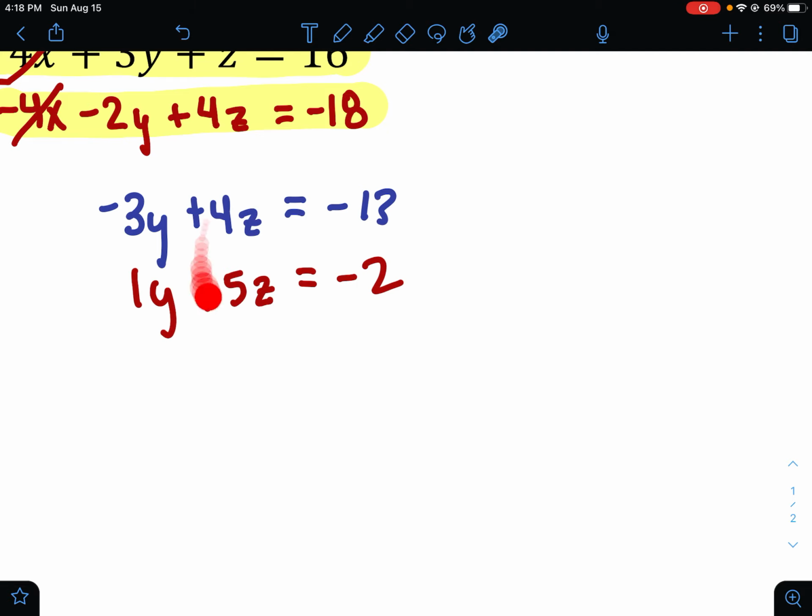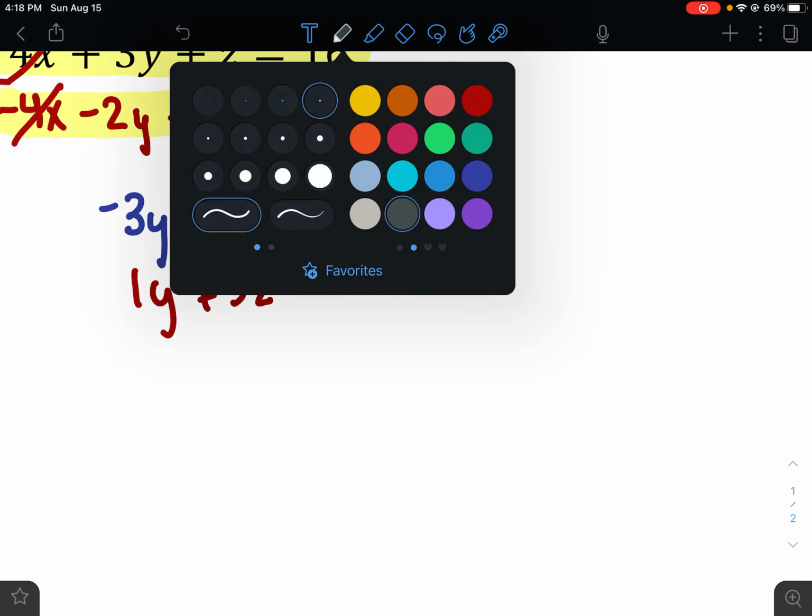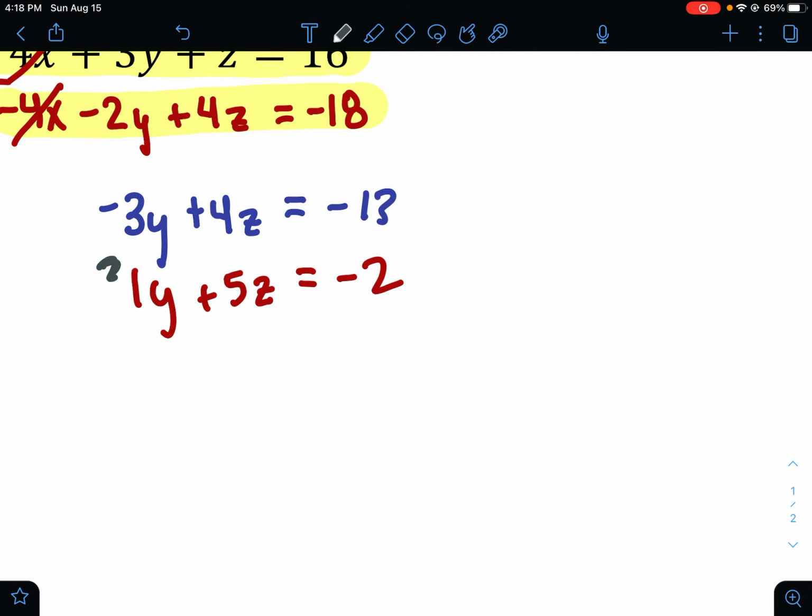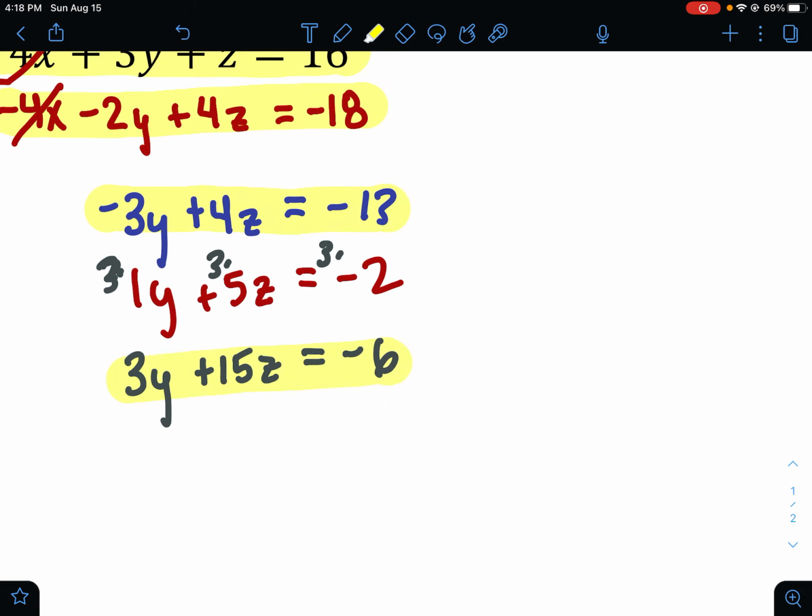It looks like the easiest one to do here, since this is negative 3, this would just have to be positive 3. So I'm going to go ahead and simply multiply this equation by 3. And so what that'll do is it'll make this positive 3y. 3 times 5 is 15z. And 3 times negative 2 is negative 6. So now, essentially, I have this one and this one to combine.